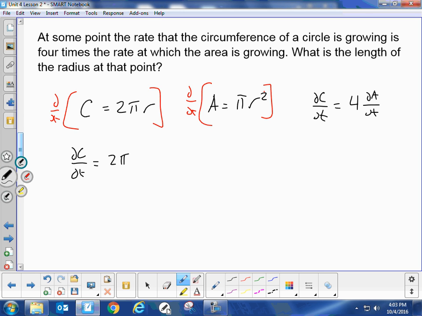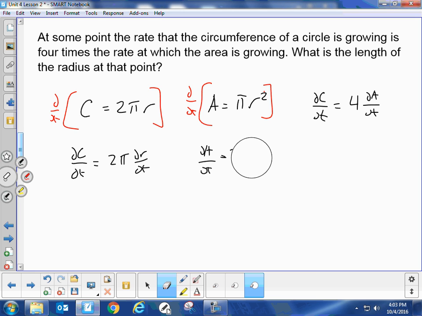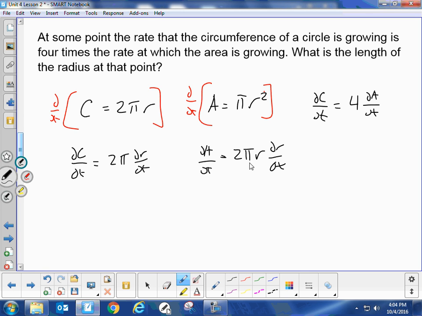This would be 2 pi dr/dt. Here I have dA/dt is equal to 2 pi r dr/dt. So I want to find r. I have this combination that dC/dt is equal to 4 dA/dt. I can just plug that in to find the r.